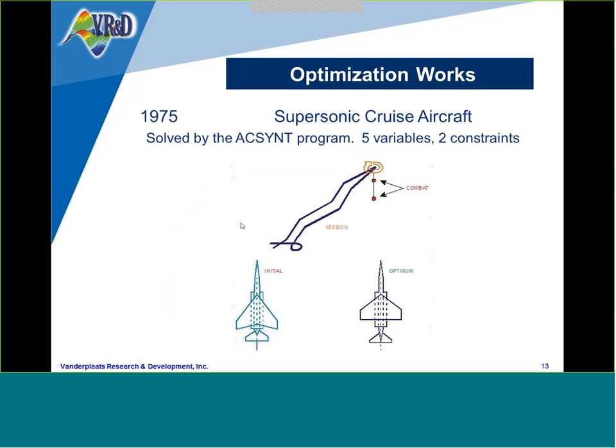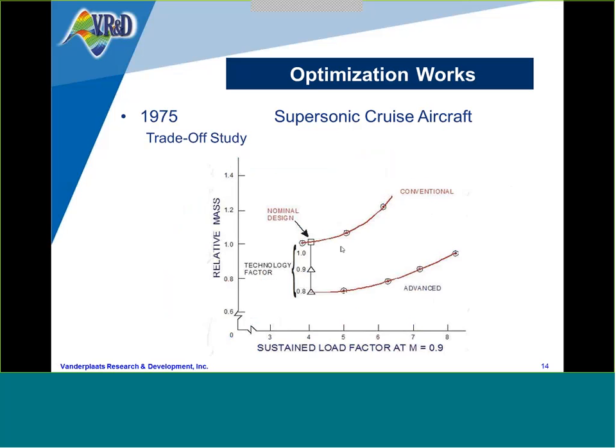Well, does it work? My first job was at NASA doing conceptual aircraft design, and this is an example of a supersonic, it was called a supersonic cruise vehicle. Eventually it became the F-22. This is a multidiscipline design optimization problem. We had about 5 disciplines: structures, aerodynamics, propulsion, and so on. And we would do trade-off studies.